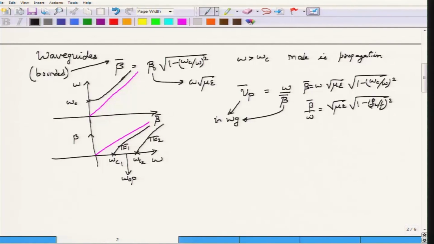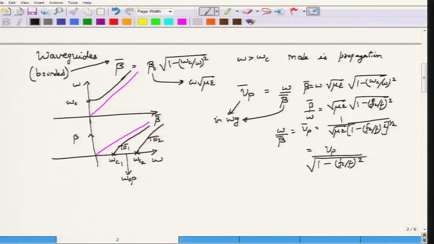So, beta by omega is the phase delay. Omega by beta bar, which is the phase velocity inside a waveguide, will be given by 1 by square root mu epsilon into square root of 1 minus f c by f whole square. This 1 by square root mu epsilon is nothing but the phase velocity of a wave if the medium had been free space. So, this would be the free space phase velocity V p divided by square root of 1 minus f c by f whole square.